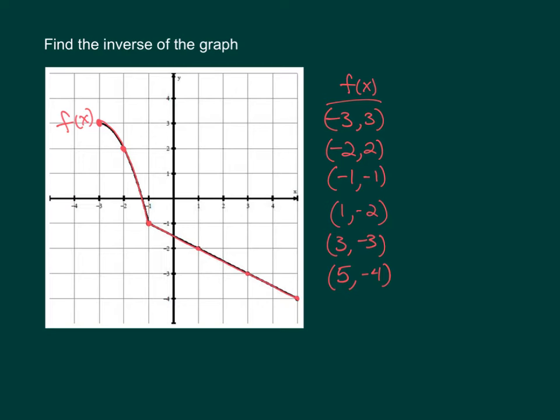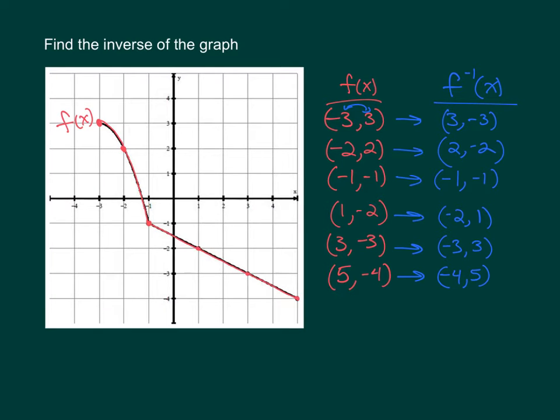So I'm going to create a new list over here, f inverse of x, and I'm going to get 6 more points. And all we are going to do is switch the x and y coordinates. So this will be 3, -3, 2, -2, and the rest like this.